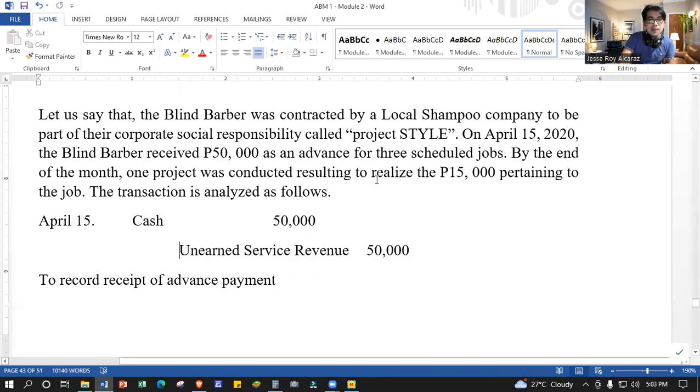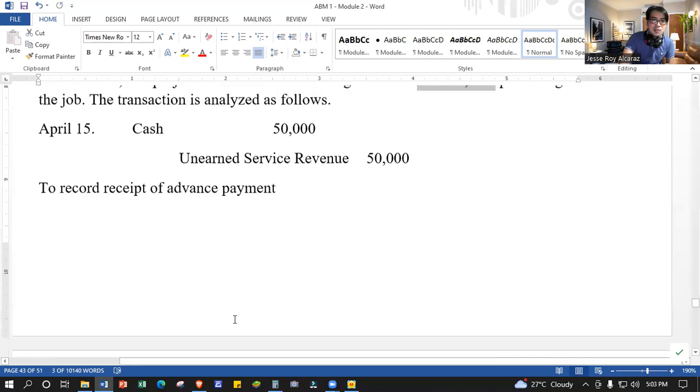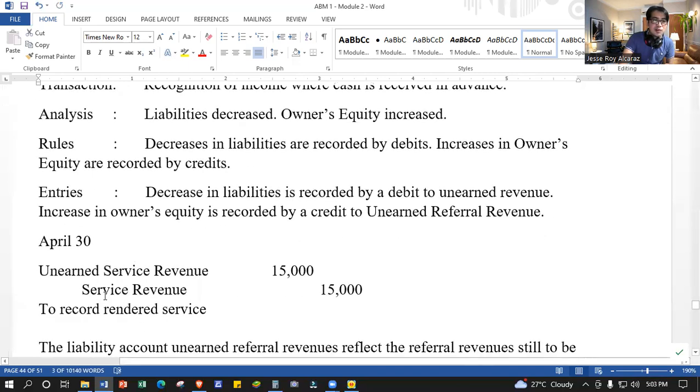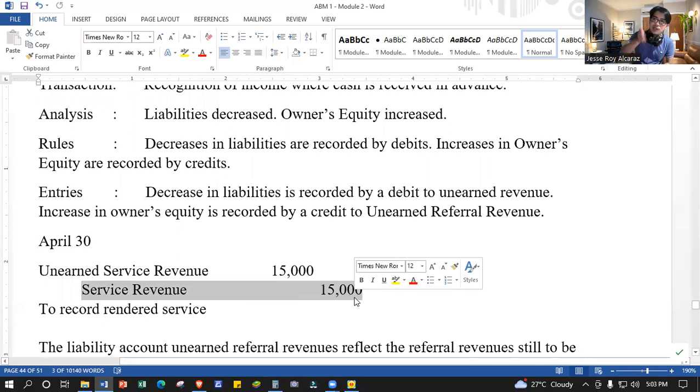And then, by the end of the month, 15,000 has been realized. Therefore, 15,000 worth of services has been rendered. So, we record a service revenue credit. Since service revenue, when we increase it, demands a credit, 15,000 pesos.